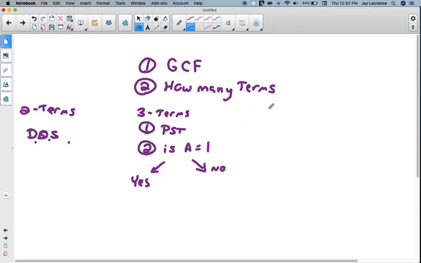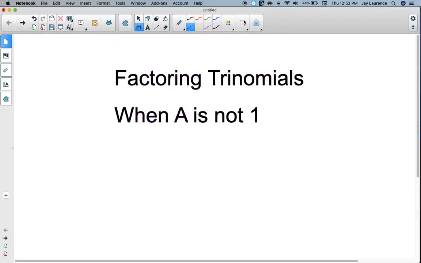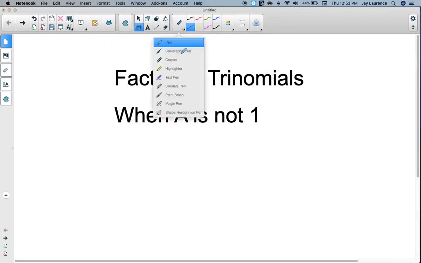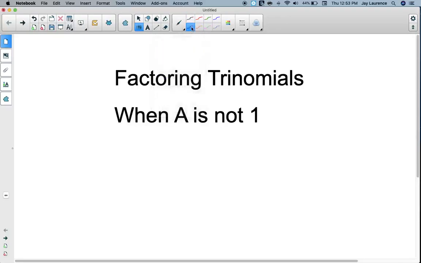Now, just to mention, soon when we come back from break, we'll be doing polynomials with 4 terms, and those are actually really easy because they're just GCFing 3 times. But anyway, back to today's topic: factoring trinomials when a is not 1.